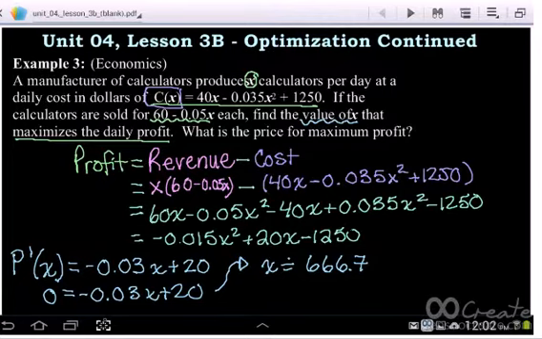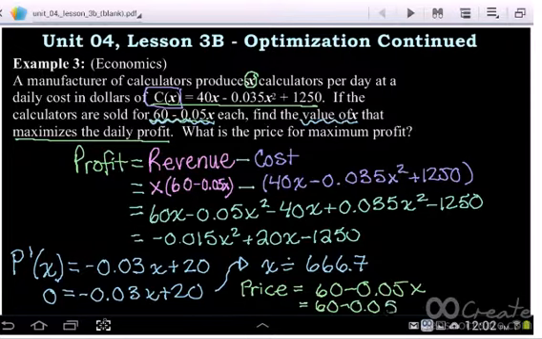And then finally, we want the price for maximum profit. So all we have to do is plug that back into this price equation, to get a price of $26.65.